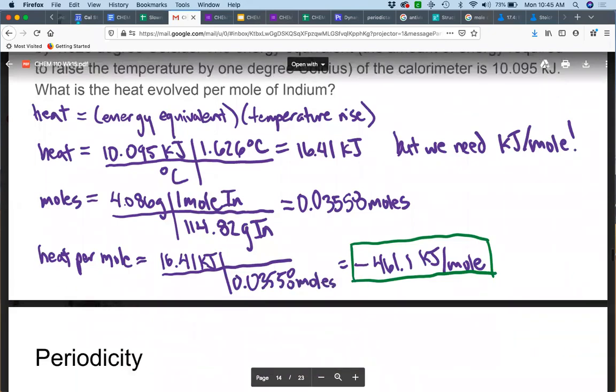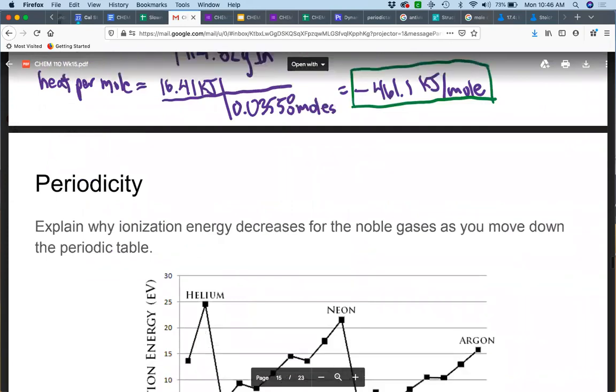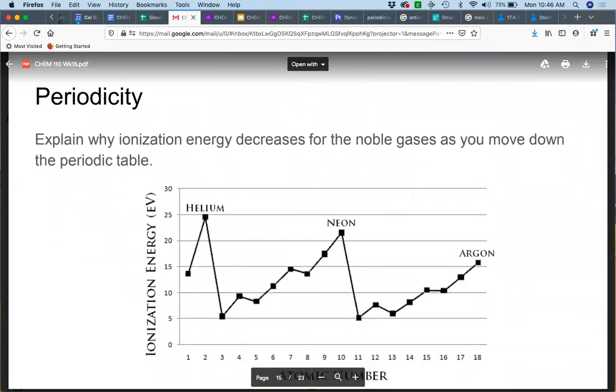Let's take a look at another problem that requires us to make sense of new information. So here's a periodicity problem. When we studied quantum chemistry and then looked at electron configurations, ultimately what we were thinking about are patterns in the periodic table and the way those patterns influence the structure and behavior of atoms or molecules that we might study. So let's think for a moment. Explain why ionization energy decreases for the noble gases as you move down the periodic table.